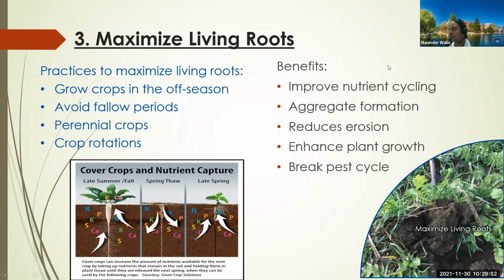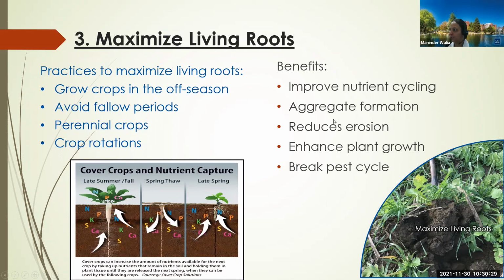Another benefit that we can see from this is nutrient cycling. This is the image that illustrates this. For instance, if we have radish growing in the late summer, the nutrients are taken up from the piece of land. During the spring thaw, it will start releasing, and again in the late spring when we have the new crop, the nutrients will be taken up by the crop. So it's good to have crops growing throughout the season. That way we keep our driving forces working and lead our soil towards healthiness.